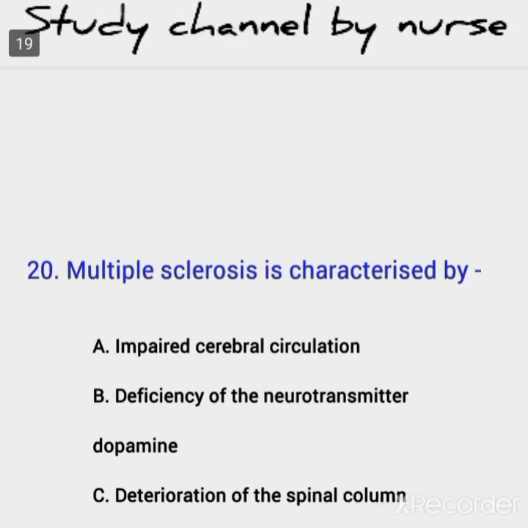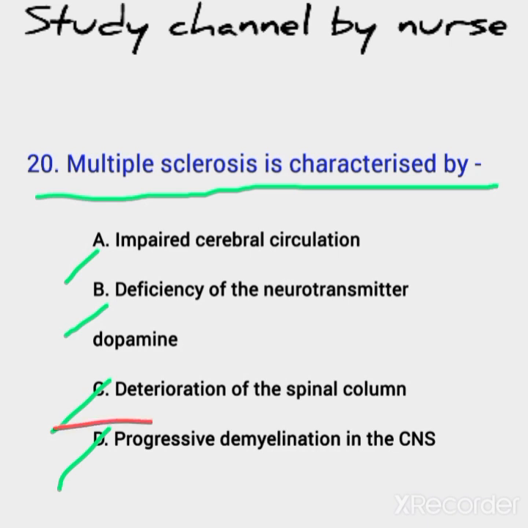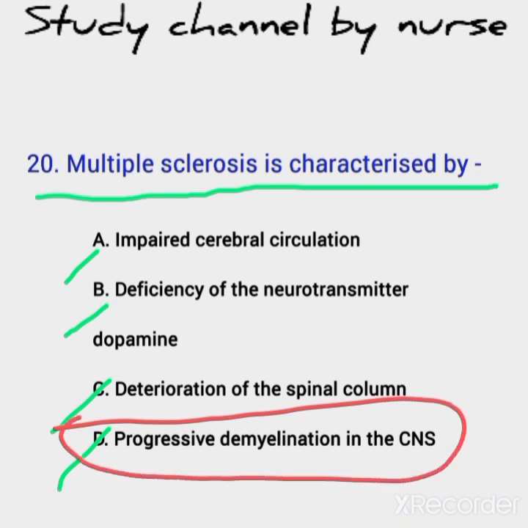Next, question number 20. Multiple sclerosis is characterized by option A impaired cerebral circulation. Option B deficiency of the neurotransmitter dopamine. Option C deterioration of the spinal column. Option D progressive demyelination in the central nervous system. And the correct answer is option D, progressive demyelination in the central nervous system.